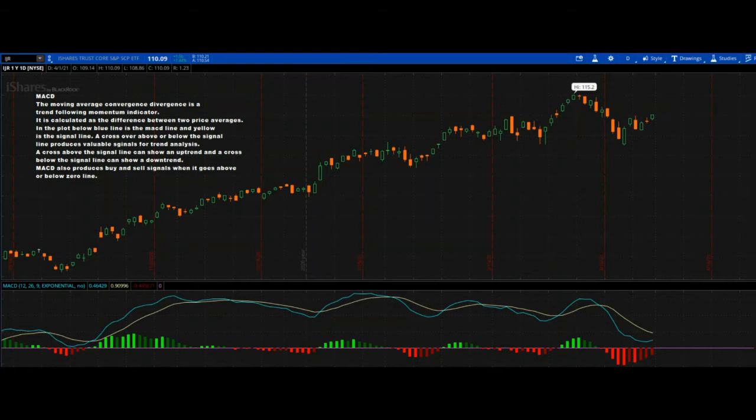It is calculated as the difference between two price averages. Usually it is 9 and 26 moving averages. In the plot below, blue line is the MACD line and yellow line is the signal line.